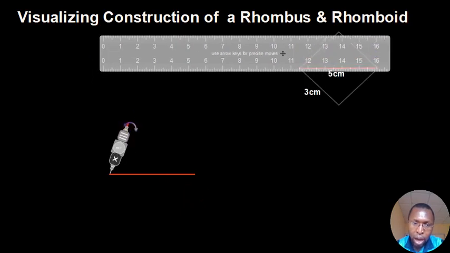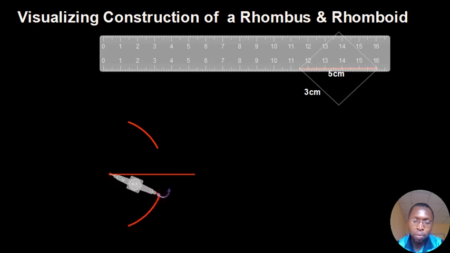Then I'll make an arc up here, and then take it downward again. Make an arc down, the same radius. A rhombus has equal sides. So then you can take it again.